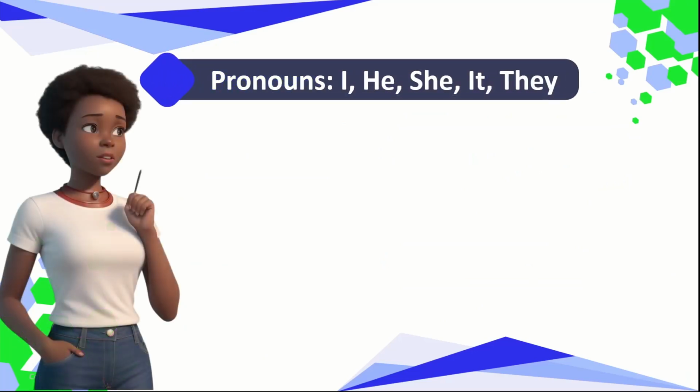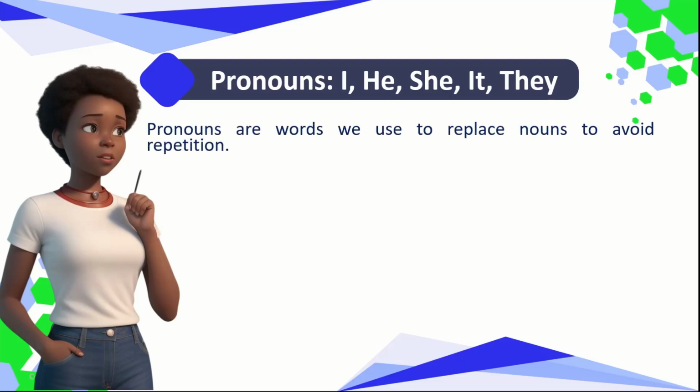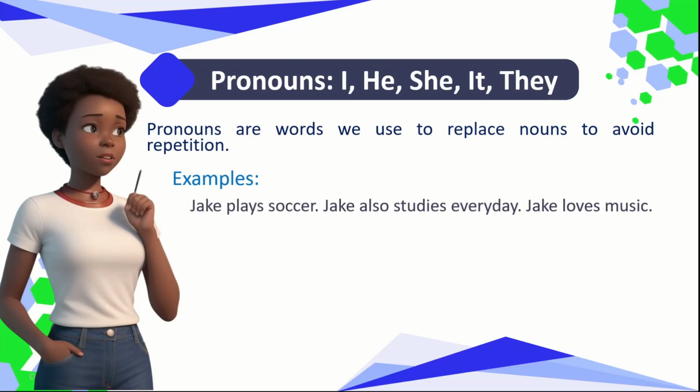Understanding pronouns. I, he, she, it, they. Pronouns are words we use to replace nouns to avoid repetition. For example, look at these sentences. Jake plays soccer. Jake also studies every day. Jake loves music. Jake is repeated a lot. This makes the sentences and story boring and repetitive.